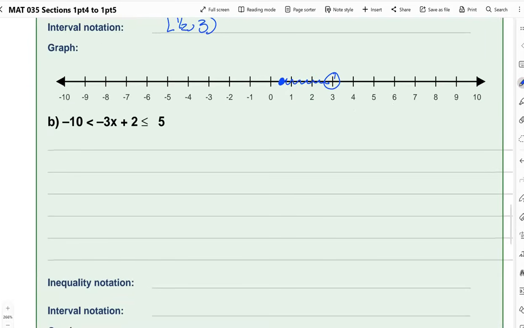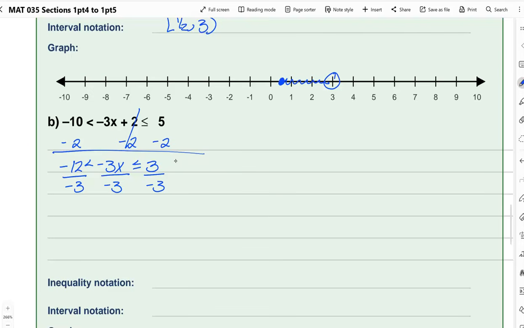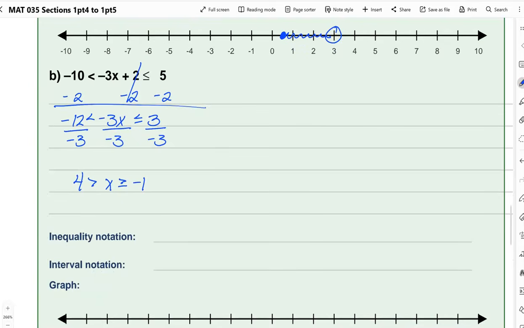B, we have -10 is less than -3x plus 2, which is less than or equal to 5. We're going to start by subtracting 2 from all sides. So in the middle and then the left and the right. We have -12 is less than -3x, which is less than or equal to 3. And then we're going to divide by -3. But what happens when we divide by a negative? We're going to flip that inequality. And we're going to have to flip all the inequalities. So I get 4 is greater than x, is greater than or equal to -1.